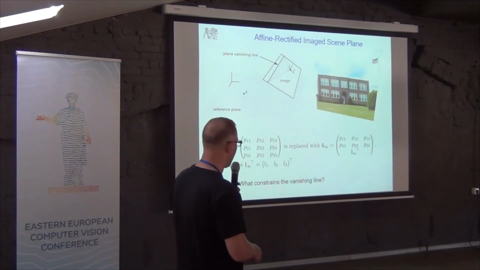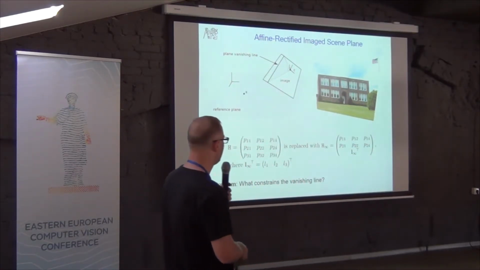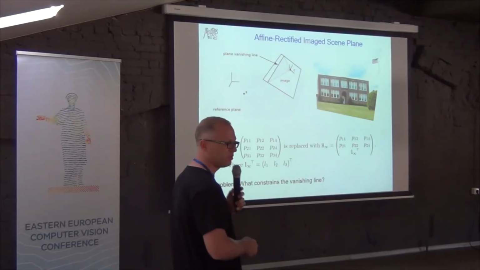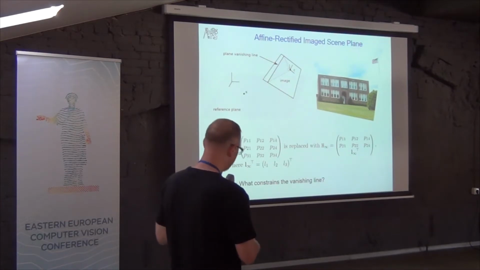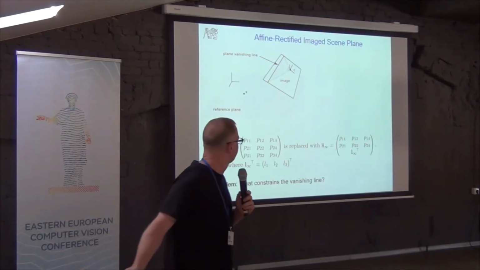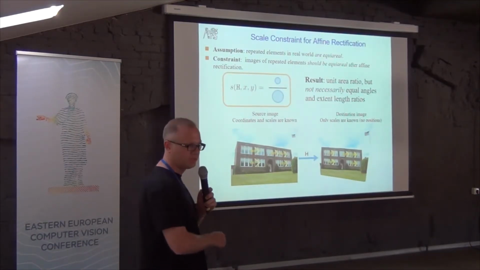So the question is, how can we find this vanishing line? And this is one of the first contributions that I'll talk about. Here is a linear constraint that allows us to locate this vanishing line from repeated patterns. The idea is a scale constraint for affine rectification. It's not derived here, but if you're interested, I can show you the paper.